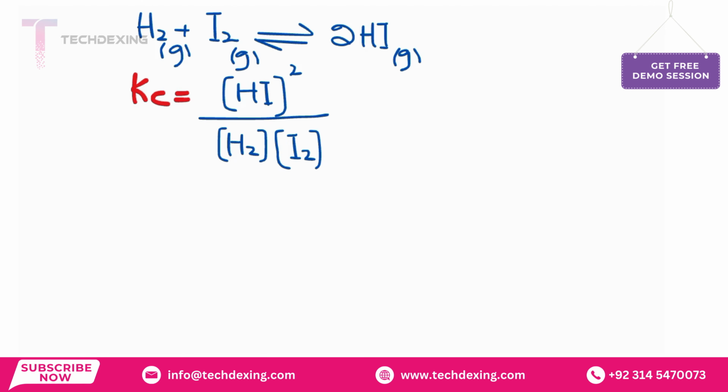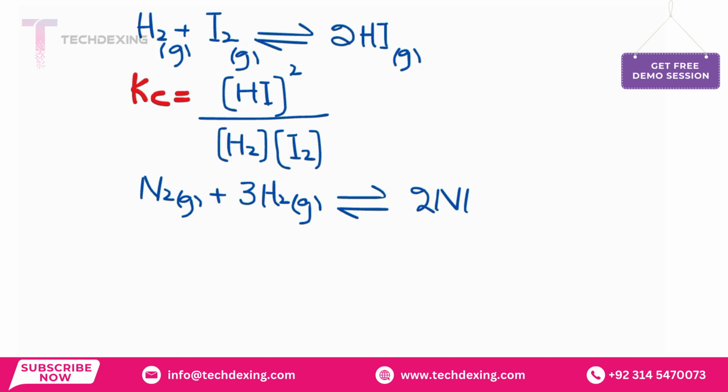Okay. So we can still write another equation. N2 in the gaseous state reacts with 3 moles of hydrogen in the gaseous state to make, reversibly, 2 moles of ammonia in the gaseous state. Goodbye, help me to write down the Kc expression.